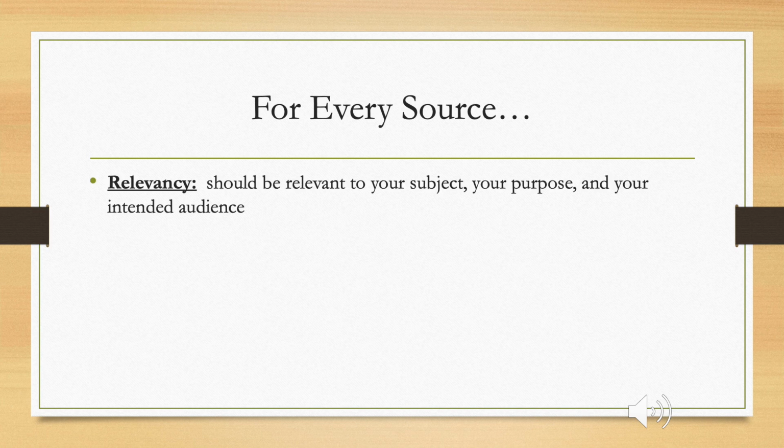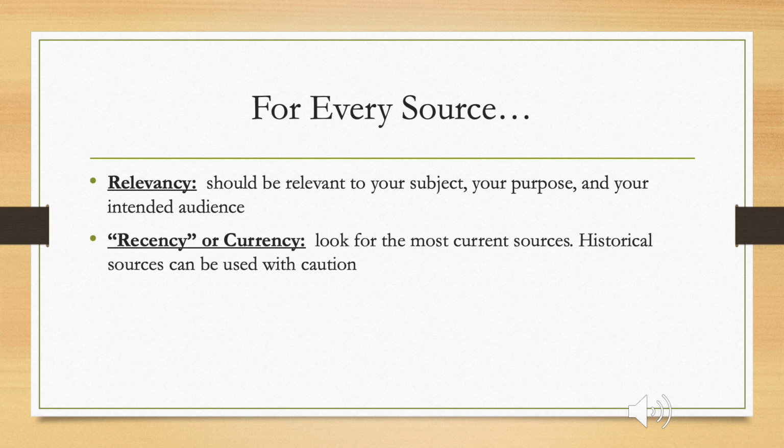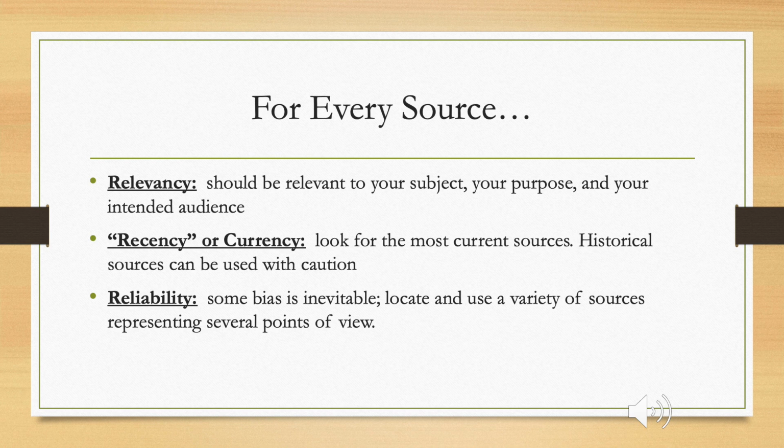So for every source, keep in mind that it should be relevant to your subject, your purpose, and your intended audience. It should also be current, especially if currency is an important thing given your topic. You can use historical sources, but just be a little bit cautious with those. And again, that will vary depending on your topic. Reliability is also something that you want to make sure is in your sources. Some bias is inevitable, but make sure that you're using a variety of sources so as to represent several points of view without becoming biased in your own work.